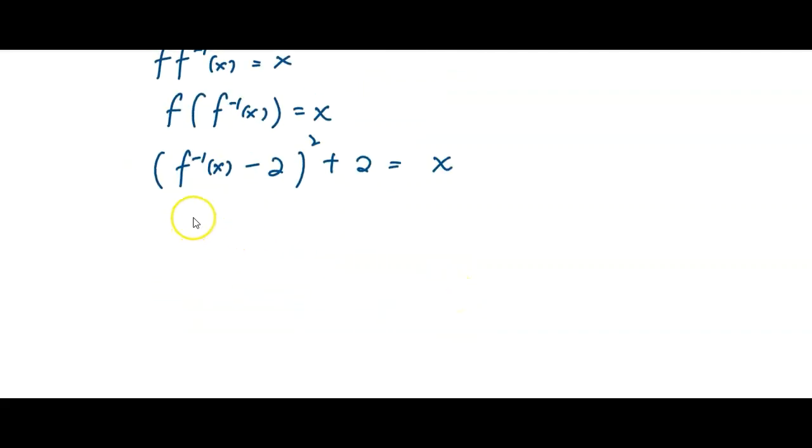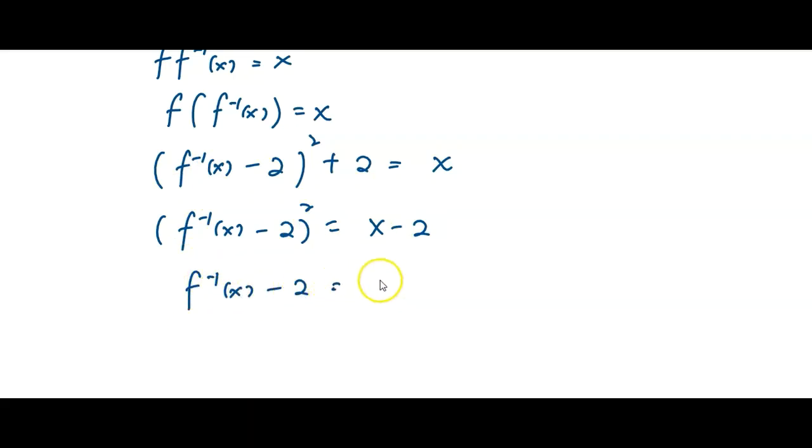After that, try to make the f inverse the subject. So I got x minus 2. Then now we take the square root. I got positive negative square root of x minus 2.